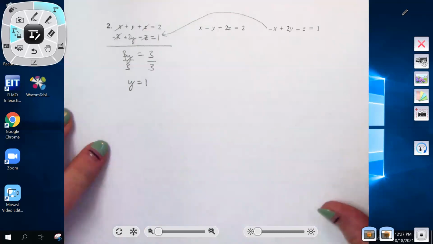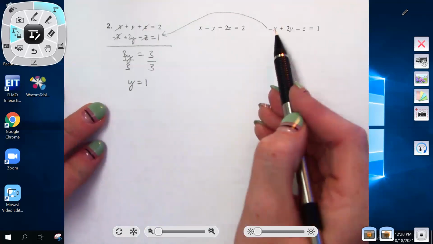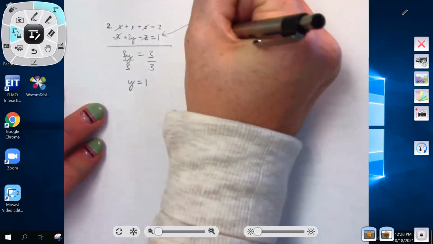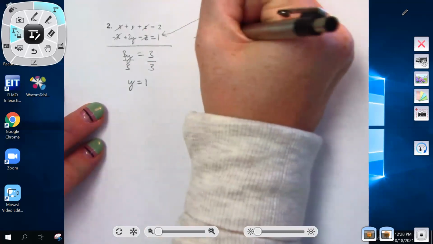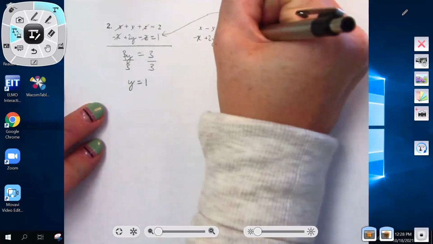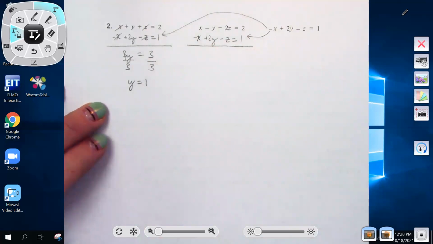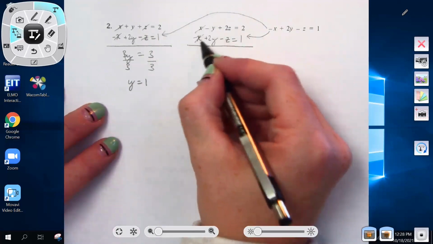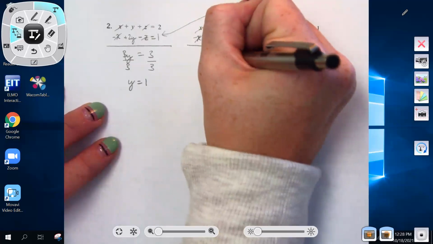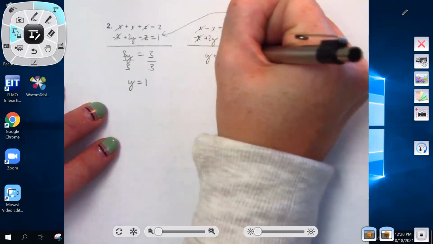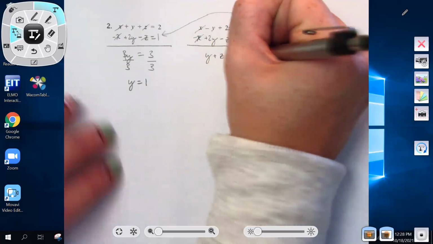Eliminate X from that one. Here's what I would do. I would take the third equation and write it here so that the x will cancel again. So now the x's cancel. Negative y plus 2y is just y. 2z minus z is just z. And 2 plus 1 is 3.